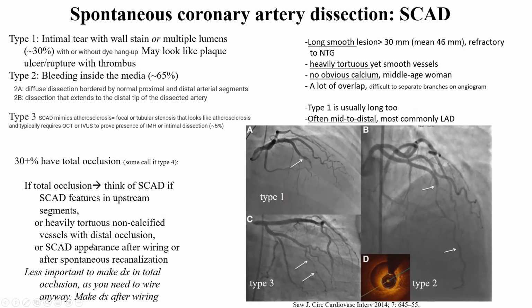Then in total occlusion, you have to wire anyway. You have to try to wire anyway. And when you wire, you may have further feature of SCAD. You may start to see a double lumen. You may see a wall stain. So you may have additional features of SCAD. You don't need to do IVUS to prove SCAD.